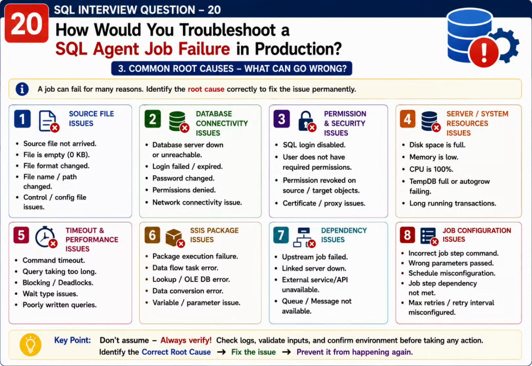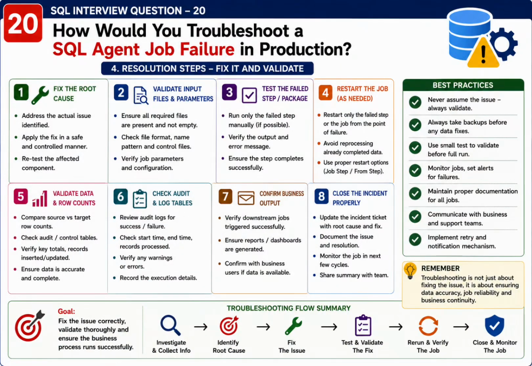Once we have identified the root cause, we begin the resolution. If the issue is a missing source file, you have to first confirm with the upstream team and validate the file before restarting the process. If it is a database permission issue, we have to restore connectivity or correct the required permissions. When possible, we should test only the failed step instead of rerunning the entire job. This saves time and prevents unnecessary reprocessing of data.